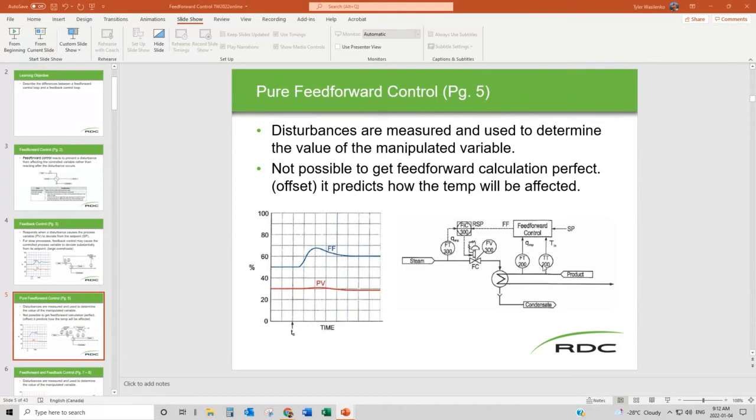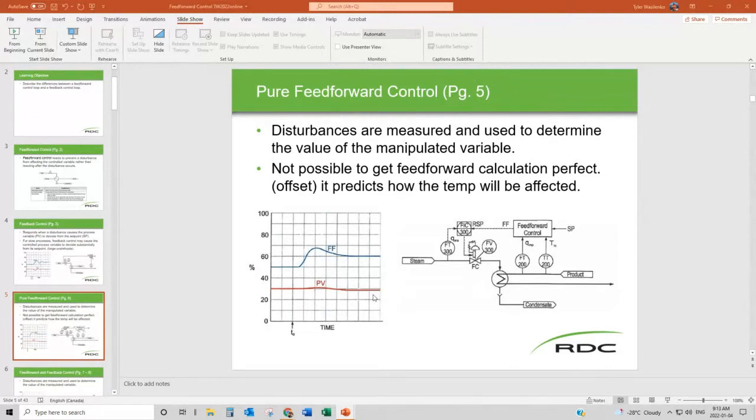So with pure feedforward here, it's not possible to get it exactly perfect. And as a result, we usually end up with an offset, and the offset is indicated here, although slight in this graph, between these two lines. So pure feedforward is going to provide us with a good response, but it is also going to have some offset. So that's why we don't have pure feedforward loops. We will build on that.